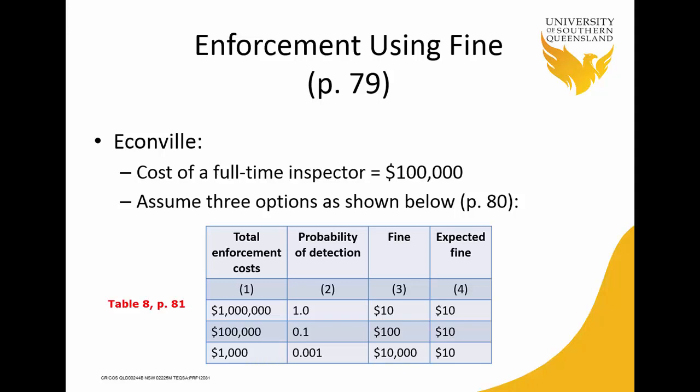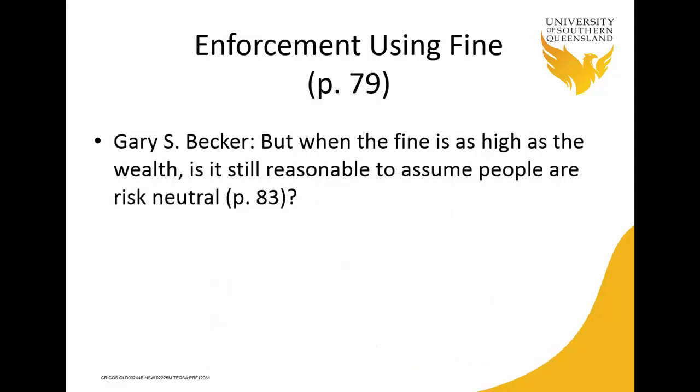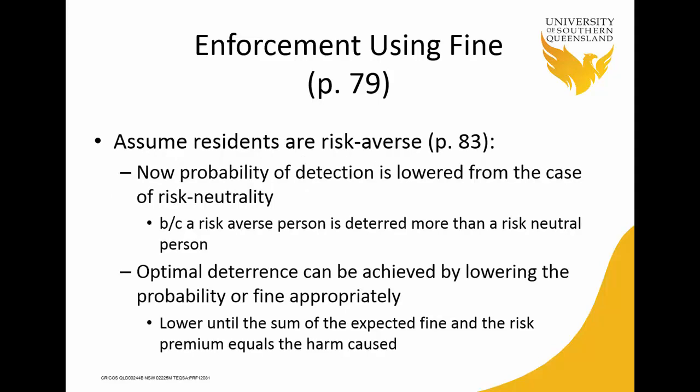Okay. Now the question is, if people see that, are they going to still be risk neutral? Is it that all they care about is going to be the expected outcome, the expected value of the fine? So we can now change our assumption of risk neutrality to risk aversion, and in order for us to model this risk aversion, we're going to add a risk premium.